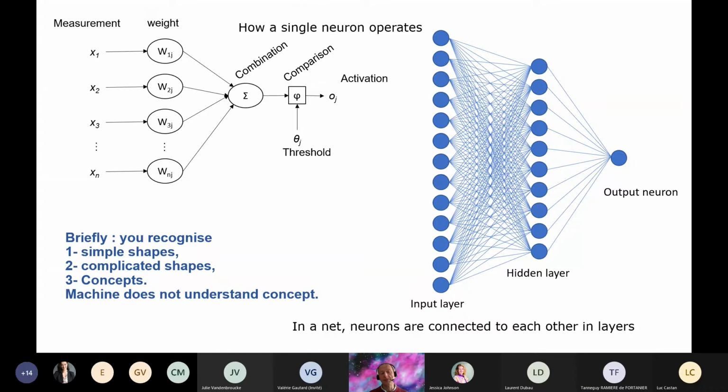Briefly, in artificial intelligence, you first recognize shapes or words. Then you recognize complicated shapes or phrases, sentences. Third step is to recognize concepts. And up to now, no computer can recognize concepts. Man can do it, not a machine.